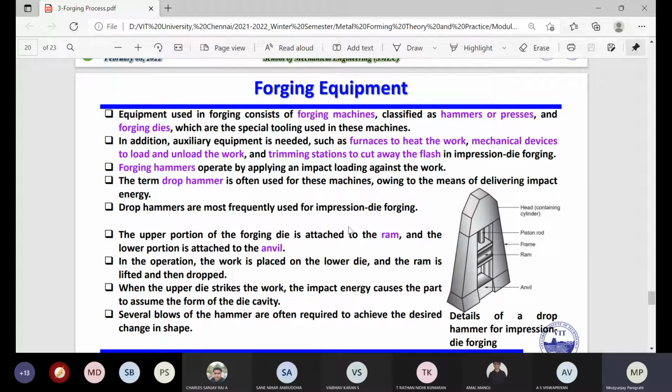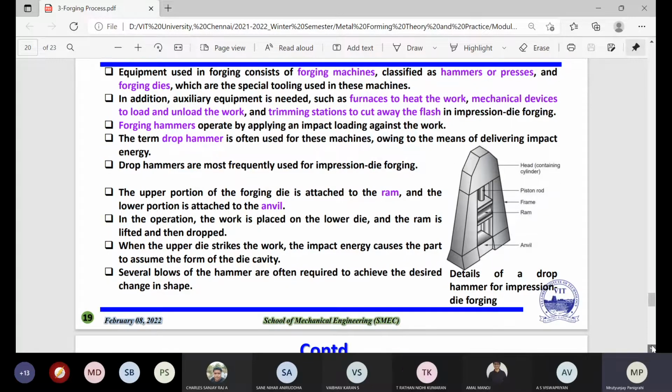Drop hammers are most frequently used for impression die forging. The upper portion of the forging die is attached to the ram, and the lower portion is attached to the anvil. I will not go into detail on these; you can read them whenever you have free time.